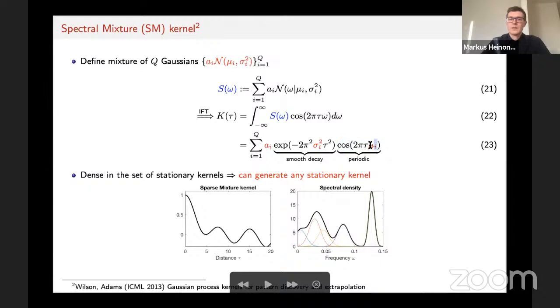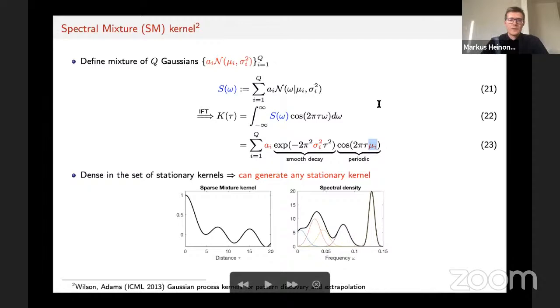And this kernel is now dense in the set of stationary kernels, which means that this kernel can generate any stationary kernel. And this is a really amazing property. So this kernel can really represent any stationary kernel, and the space of stationary kernels is really large. So one could, in principle, replace Matern kernel and Gaussian kernel and whatnot with just this one family, if we would have efficient inference for this thing. And I will talk about that in a few moments.